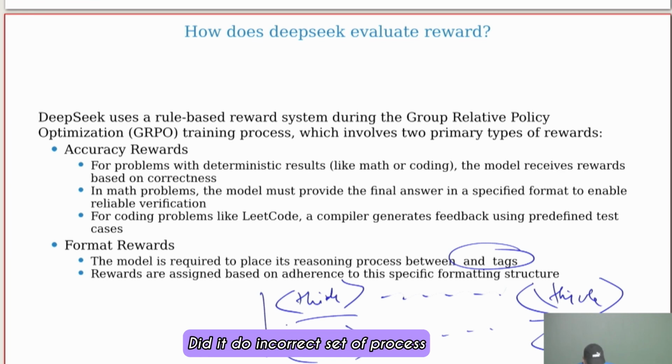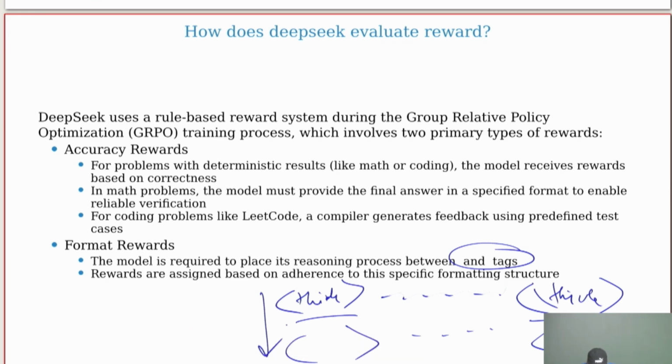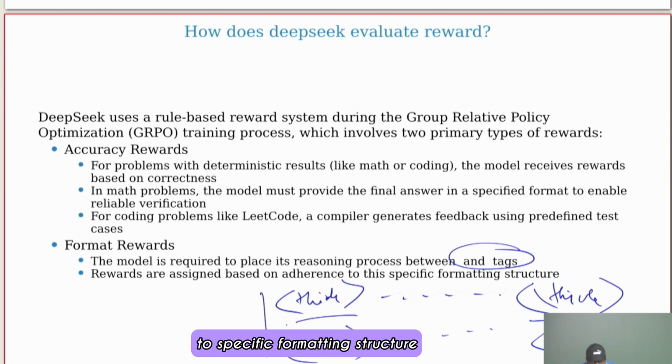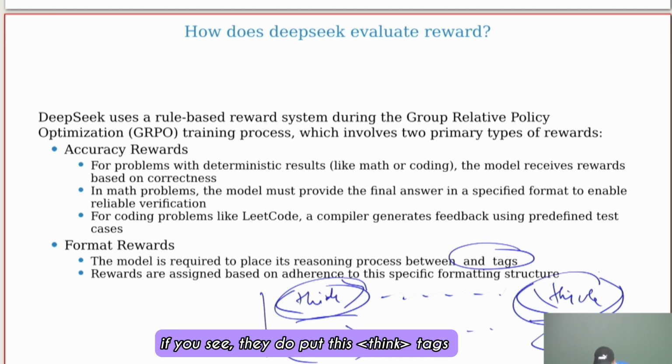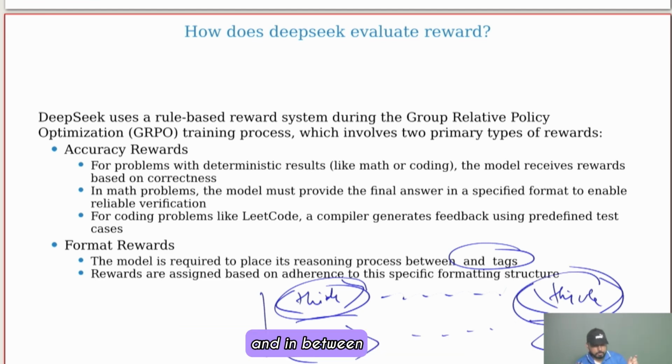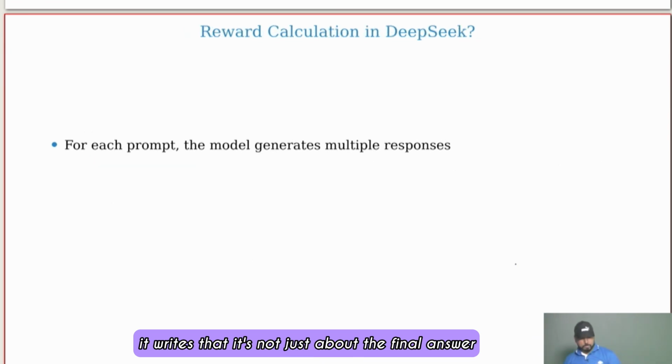Did it follow the correct process? So rewards are assigned based on adherence to a specific formatting structure. Okay. So in the DeepSeek paper, if you see, they do put these think tags, and in between, the way it thought about something, it writes that. Okay. So it's not just about the final answer.